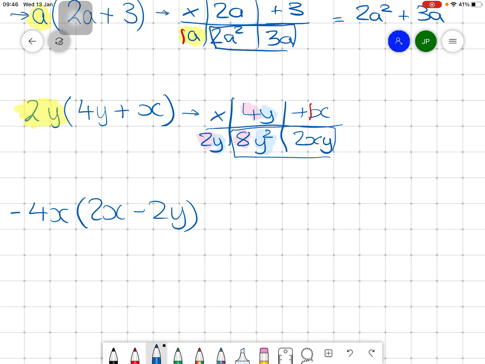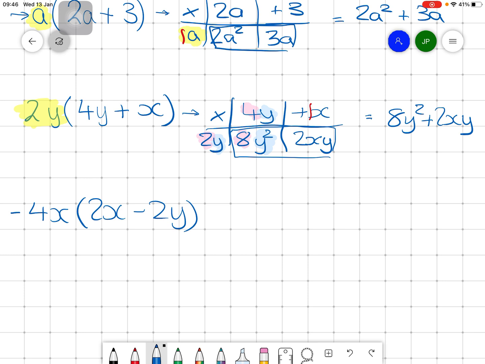Take what we've written out. 8y squared plus 2xy. We can't combine these together. They are not exactly the same letters, what we looked at earlier on in the week. Not exactly the same. We can't add them together, so we leave it as is.